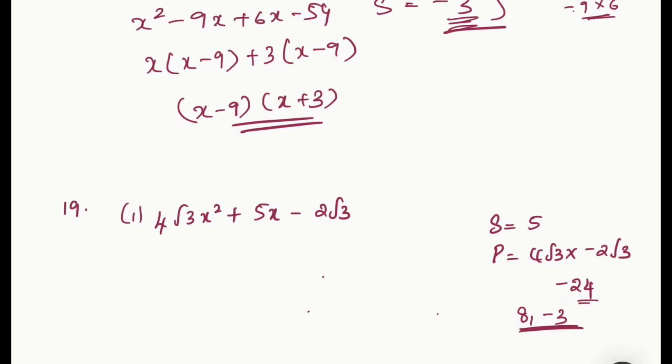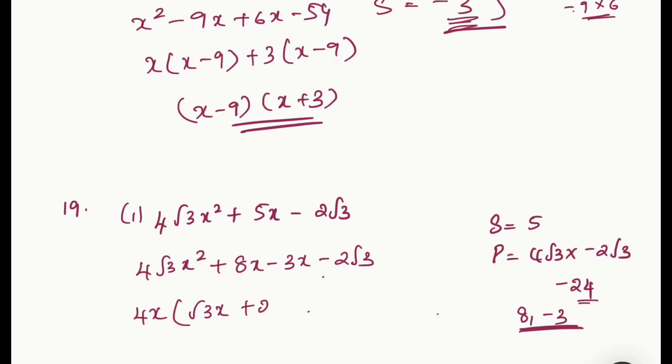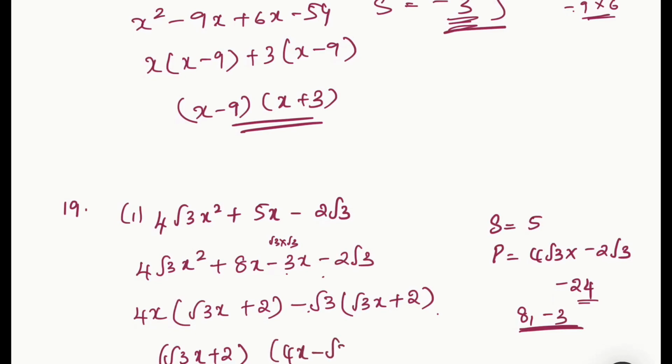So let us substitute here. 4 root 3 x square plus 8x minus 3x minus 2 root 3. What do I take out here? I can take out 4x. So what is left out? Root 3 x plus 2. Again here root 3 can be written as root 3 into root 3. So I can take root 3 outside. So what is left out? Root 3 x plus 2. So I have root 3 x plus 2 common here, and 4x minus root 3. This will be my answer.